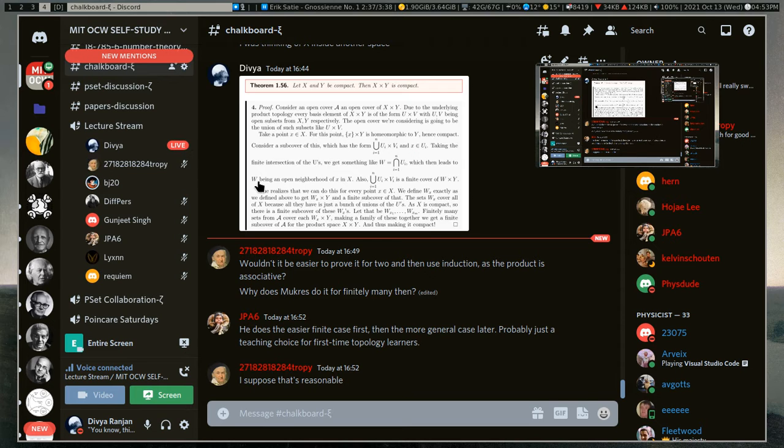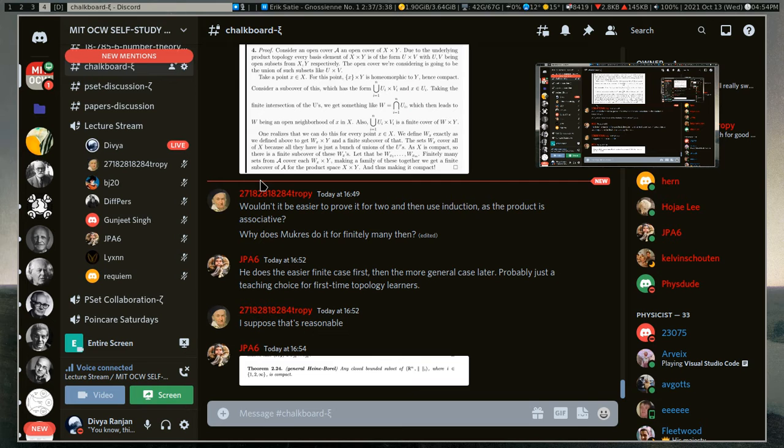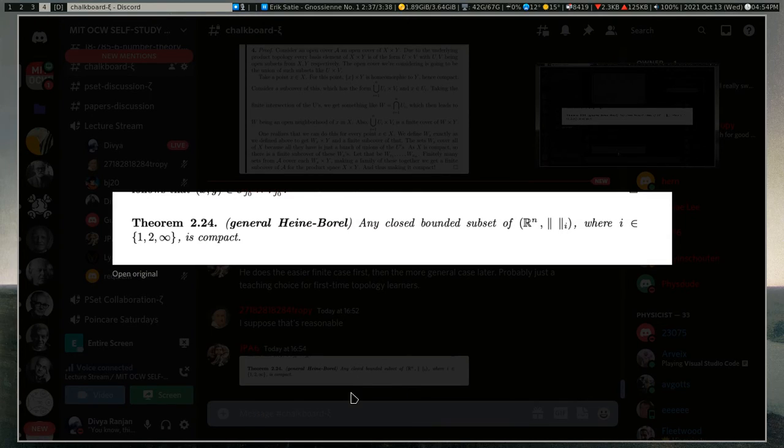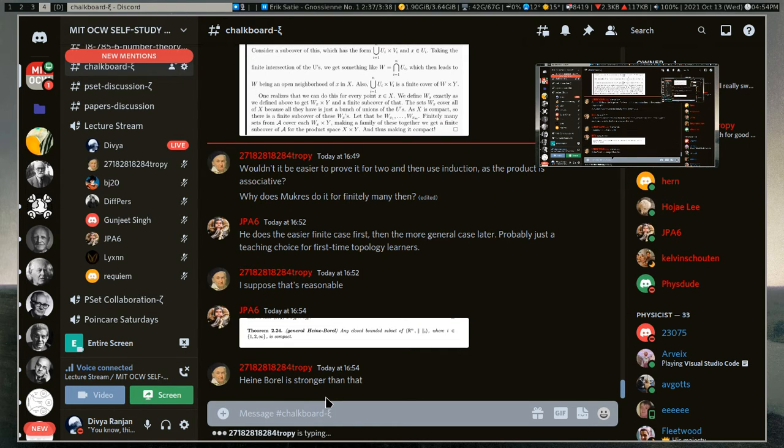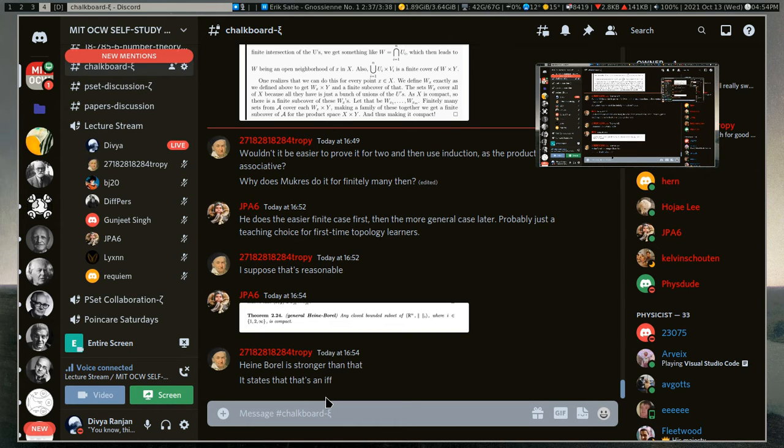Does it have to do with something? What's the one with sequential compactness being equivalent to compactness in metric spaces or something like that? That's the Bolzano-Weierstrass theorem. It's related to Heine-Borel, but not exactly. Heine-Borel just says that if you have a closed bounded subset of Rn with the Euclidean topology, then that's going to be compact, right? Yep. Yes, okay. There's an if and only if.